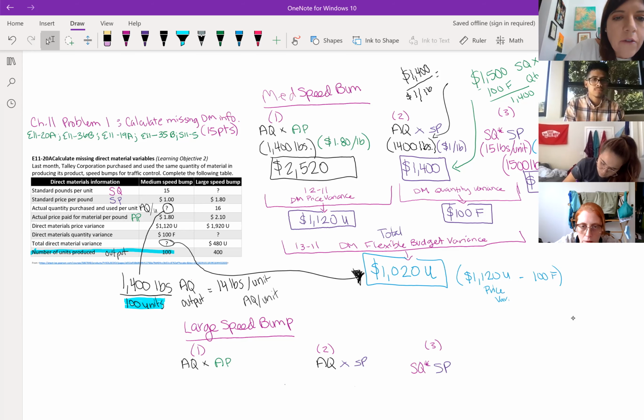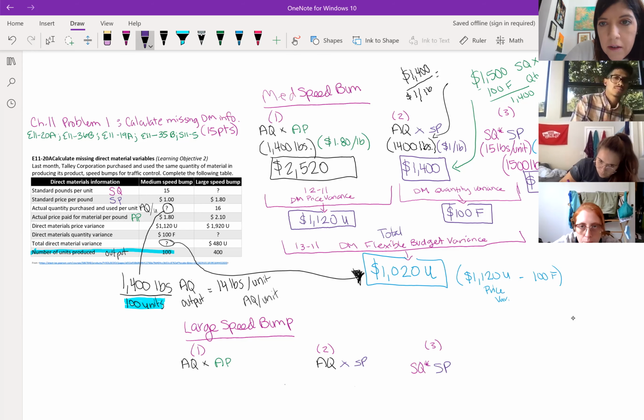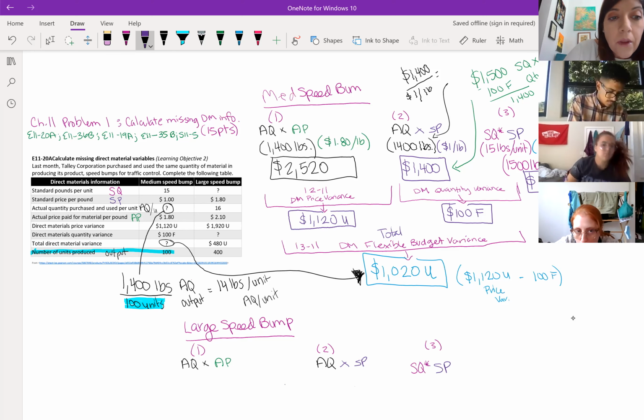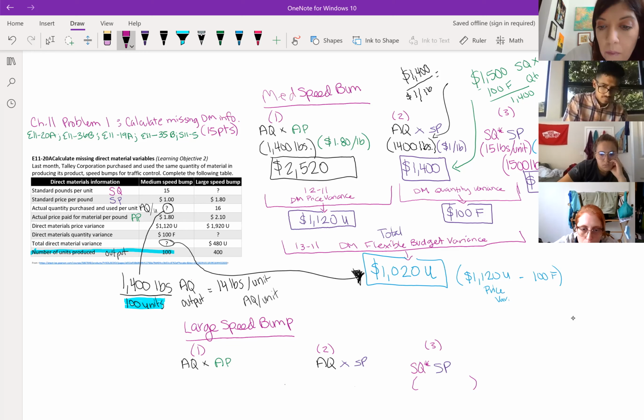And going back to the information, at least we already labeled it, right? So that helps because the labels are going to stay. So the standard quantity, or the standard pounds per unit, is a big question mark that we need to figure out. So we can just put it in here. We don't know how many pounds per unit. We're going to have to solve for that.